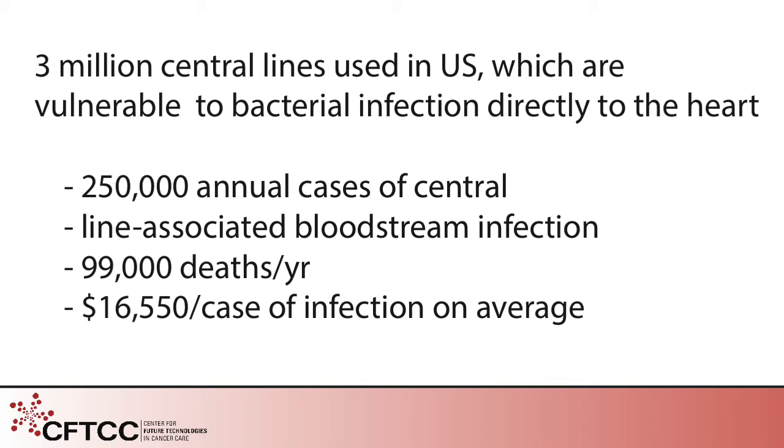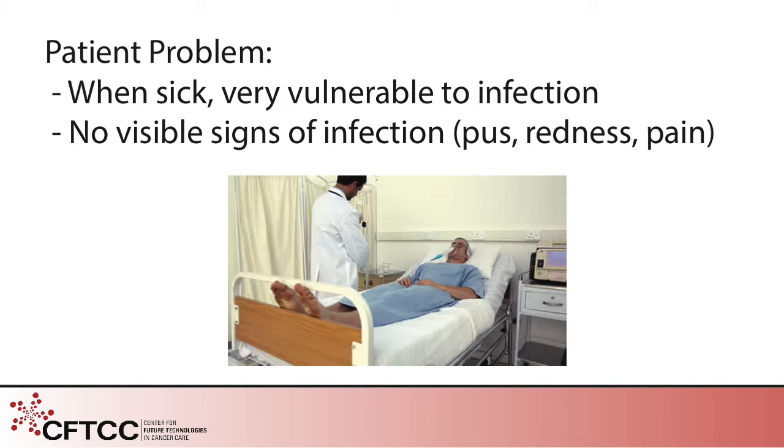There are at least 250,000 annual cases of central line associated bloodstream infections every single year, resulting in a whopping 99,000 deaths every single year. And from a health economic standpoint, every infection on average costs $16,550. And unfortunately, in cancer patients in particular, when they're very sick, they're very vulnerable to infection, particularly given poor nutritional status. And worsening this is the fact that when they do get sick, there are often no visible signs of infection, such as pus, redness, or pain that would normally alert clinicians to the presence of infections.